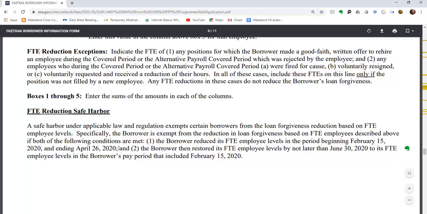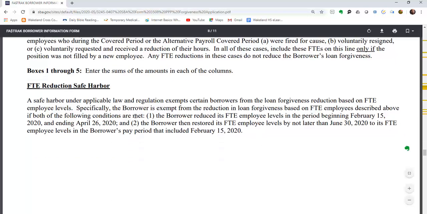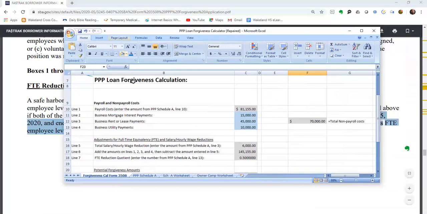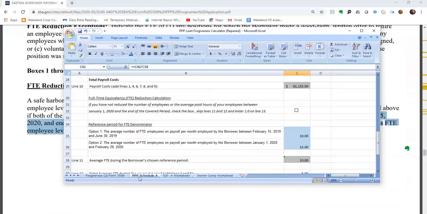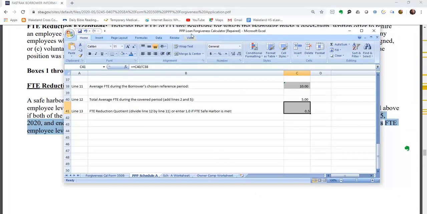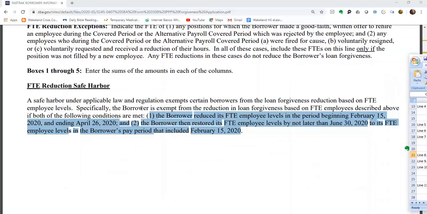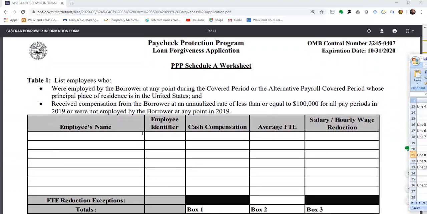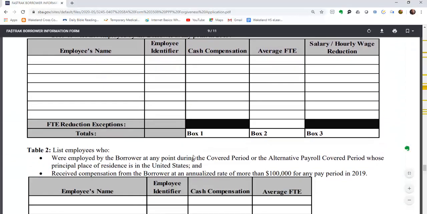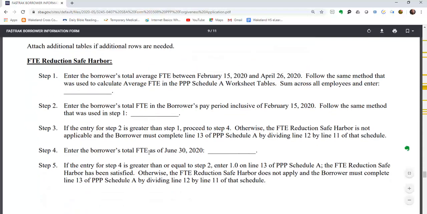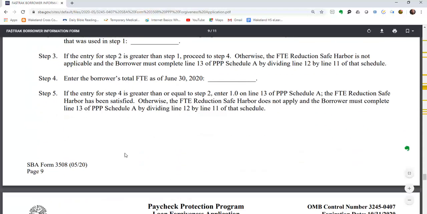And then there's also the FTE safe harbor, which is basically as long as these conditions are met, then you pretty much have the safe harbor. So you would go ahead and enter 1 in our calculation here, right? Enter 1 in our calculation here. So that would give you the full factor impact here, right? And then these are the worksheets which need to be filled in. All right, this is the safe harbor for FTE.